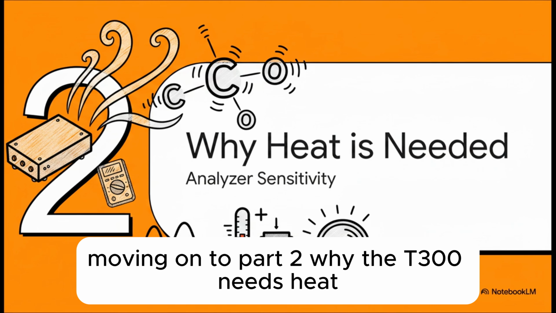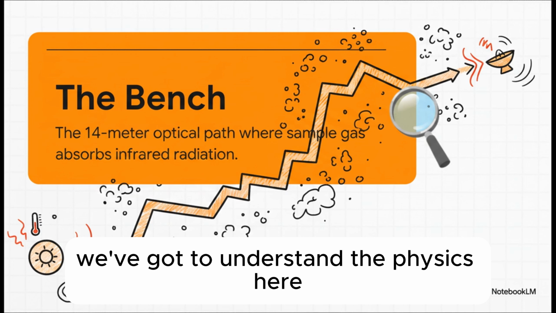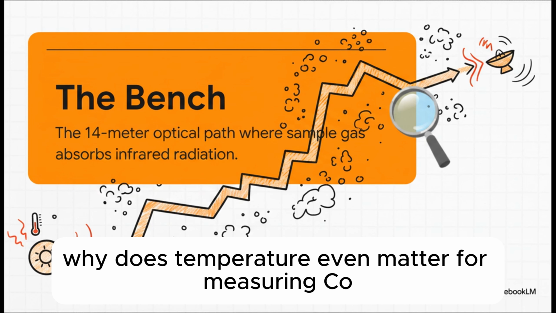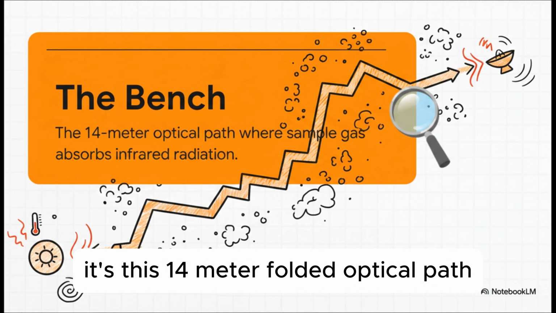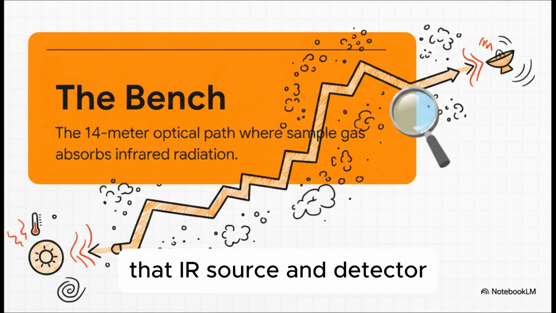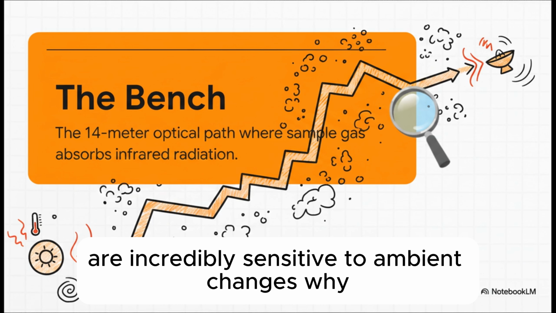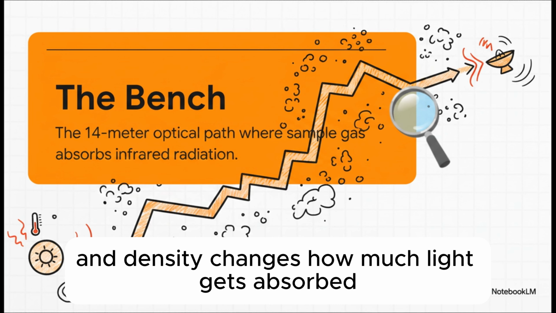Moving on to part two, why the T300 needs heat. Look, before we start tearing into the chassis, we've got to understand the physics here. Why does temperature even matter for measuring CO? Well, the heart of the T300 is the bench. It's this 14-meter folded optical path inside the analyzer where the sample gas absorbs infrared radiation. And man, that IR source and detector are incredibly sensitive to ambient changes. Why? Because gas temperature dictates gas density, and density changes how much light gets absorbed.